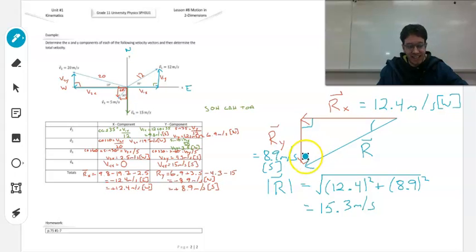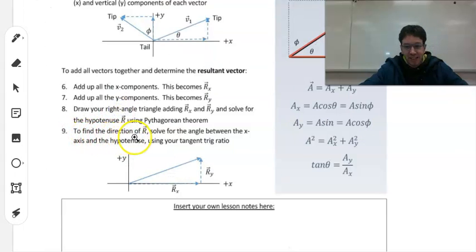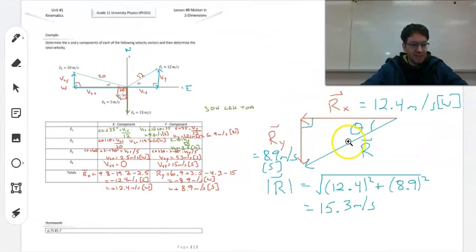Now to figure out the angle, you want to find the angle from the tail. So this angle, not this angle. That's where the tip is. Find it relative to the tail so we know what direction it is pointing to. That's the theta we want to look for. And that's going to be our final step. To find the direction of R, solve for the angle between the x-axis and the hypotenuse using your trig ratio. And we're going to use tan in this case. Even though we know now what all sides are, it's best to use tan because our hypotenuse was calculated with these two sides, so you're just introducing more error if you were to then use that calculated value.